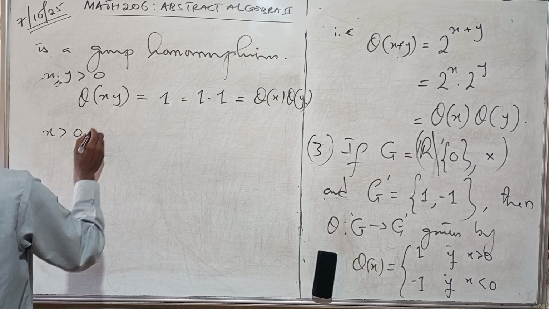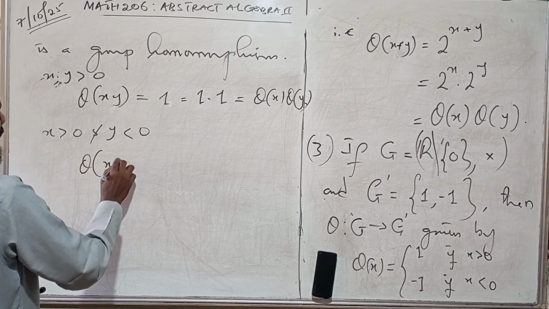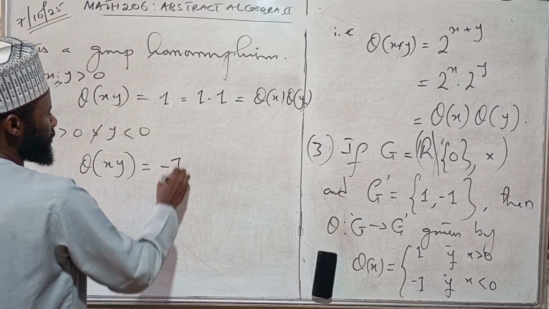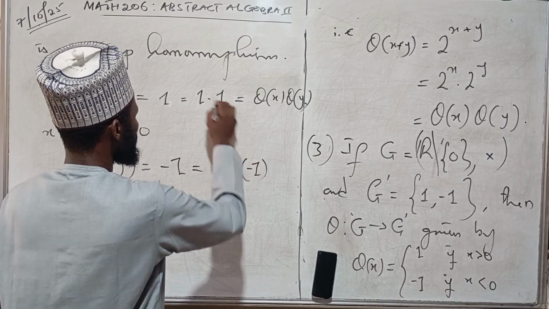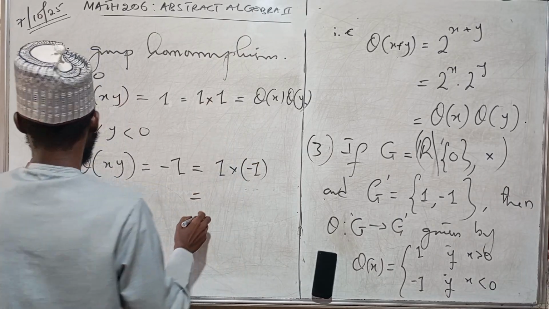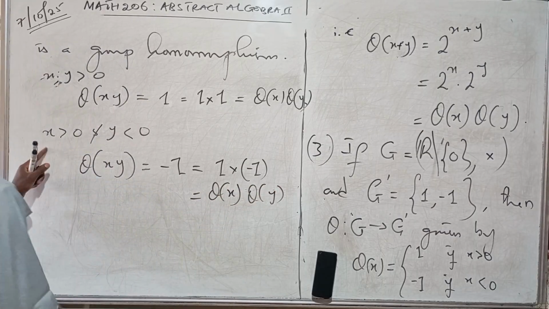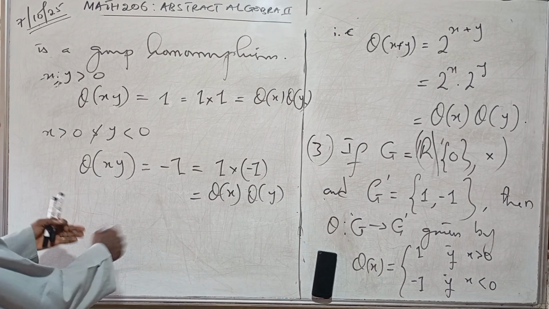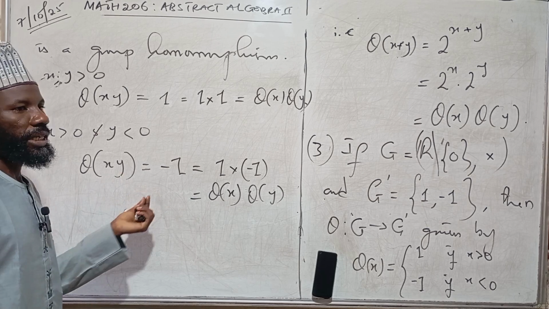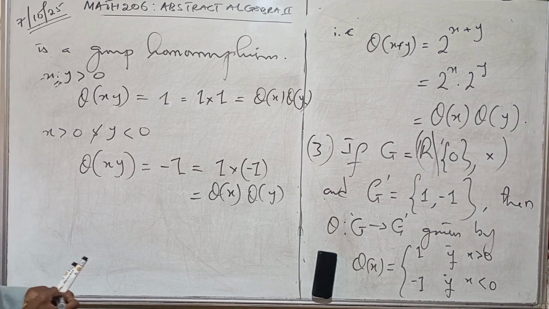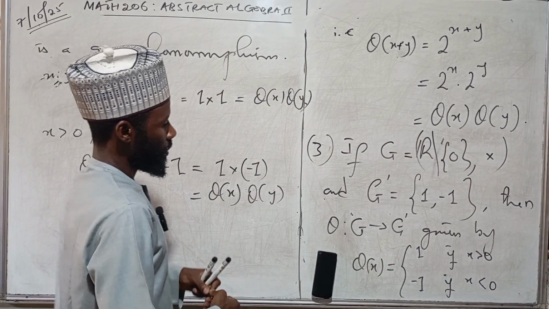But if x is positive and y is negative, so what do you have? Theta of xy, the product will be negative. But that is 1 times minus 1. But x is positive, so that is theta x, and that is theta y, because y is negative. The other situation is similar. And for negative, negative is also similar, because negative, negative, you have the product to be positive, which is 1, and minus 1 times minus 1. So it's actually a group homomorphism. So we have this example of group homomorphism.